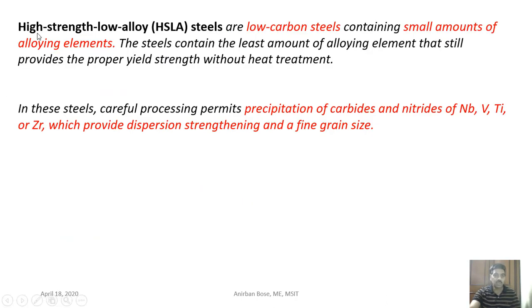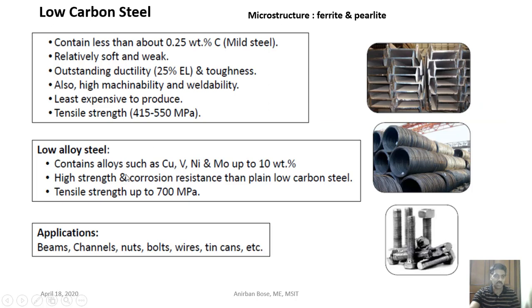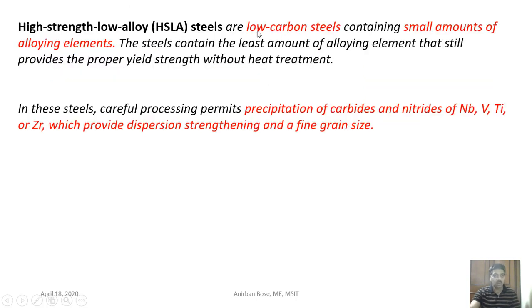Now here this is important: high strength low alloy steel, also called HSLA, are low carbon steels with small amounts of alloying elements. Why a small amount? Because it's a low alloy steel, and these steels contain the least amount of alloying element that still provides the proper yield strength without any heat treatment. Actually, heat treatment is not generally done in case of low carbon steels, and in these steels, careful processing permits precipitation of carbides and nitrides of niobium, vanadium, titanium, zirconium, which provides dispersion strengthening and fine grain size.